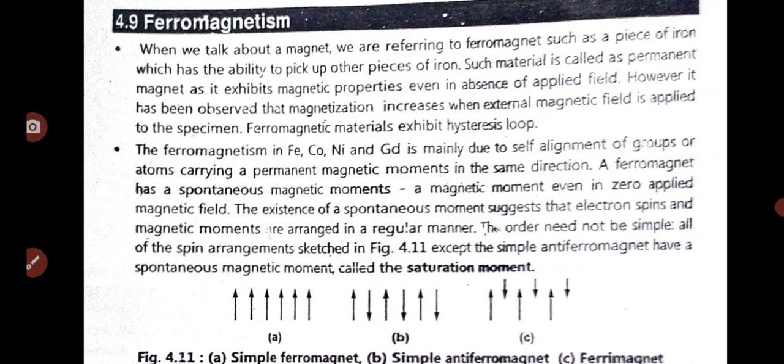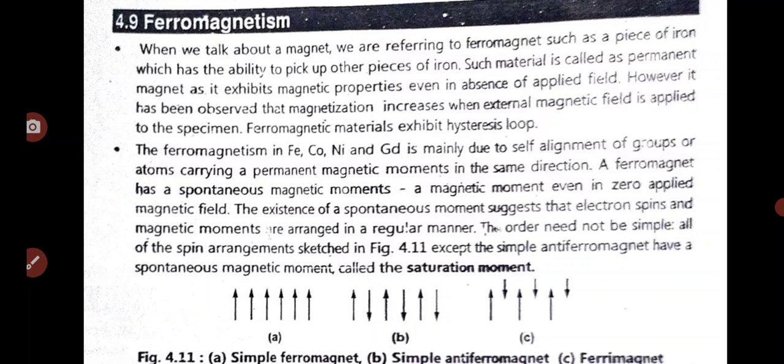Other substances like diamagnetic and paramagnetic substances show a magnetic moment when placed in an external magnetic field, but a ferromagnetic substance shows a magnetic moment even when no external field is applied. The existence of this spontaneous moment suggests that the electron spins and magnetic moments are arranged in a regular manner.